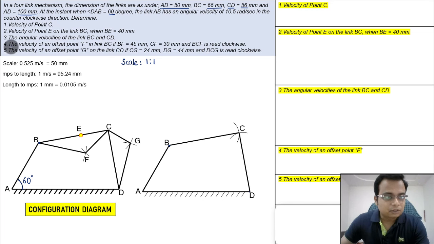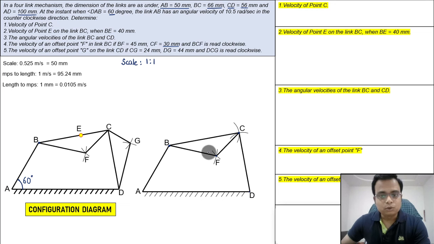There is an offset point F in the link BC. FB has been given to us as 45 and FC as 30 millimeters. So from B you need to cut an arc of radius 45 millimeters, with B as the center. Now with a radius of 30 millimeters, and with C as the center, cut an arc again, and this point guys is your point F, and you can clearly see BCF is read clockwise. So B, C and then F.